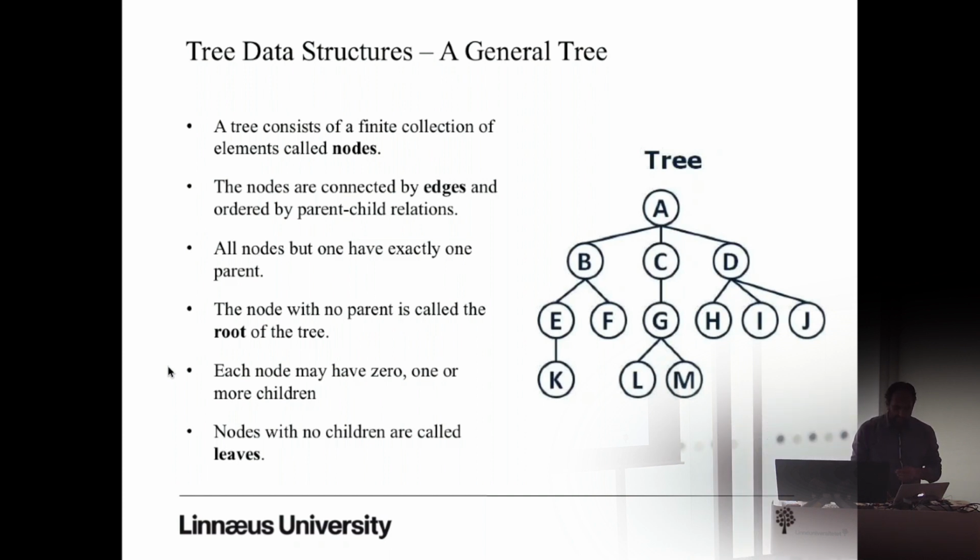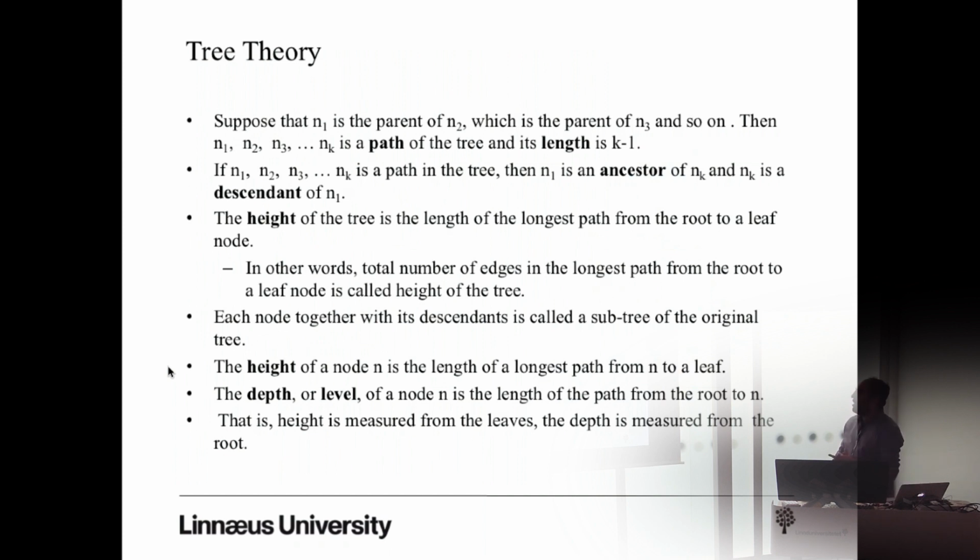They define a path. If we say that n1 is the parent of n2, which is the parent of n3, and so on, then the length of that path will be the number of nodes minus 1. So basically, you count the number of edges to get the length of that path. Then we also have ancestors and descendants, like the forefathers, the grandparents and the grandchildren. And the height of the tree is the length of the longest path.